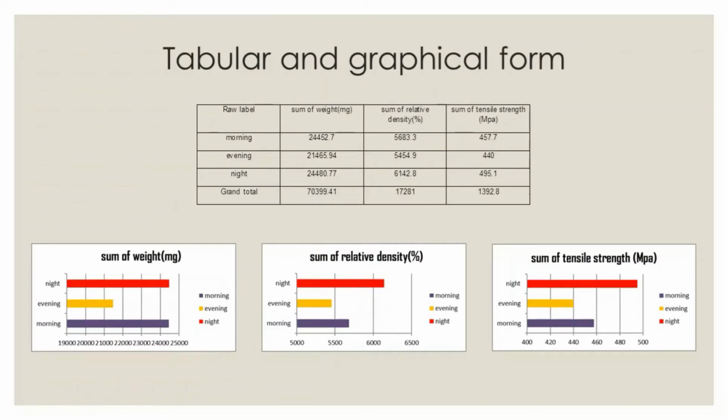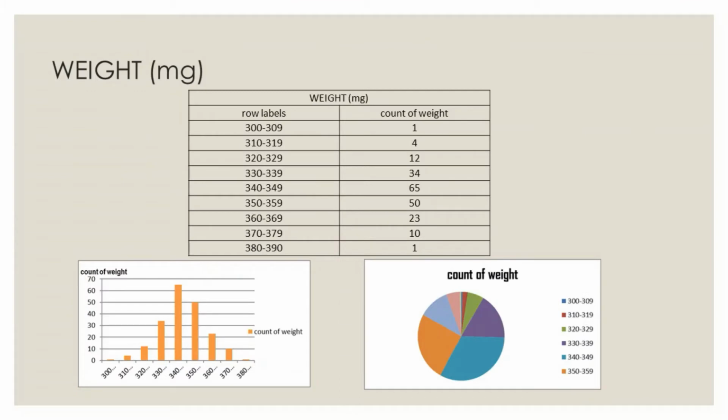Next, for tabular and graphical form, the data given has been classified into 3 different times, which are night, evening, and morning. We have summarized and summed up the weight, relative density, and tensile strength for these 3 different times. As a result, we have plotted 3 different graphs, as shown below. For more specification, we set the data into ranges and plot the graph.